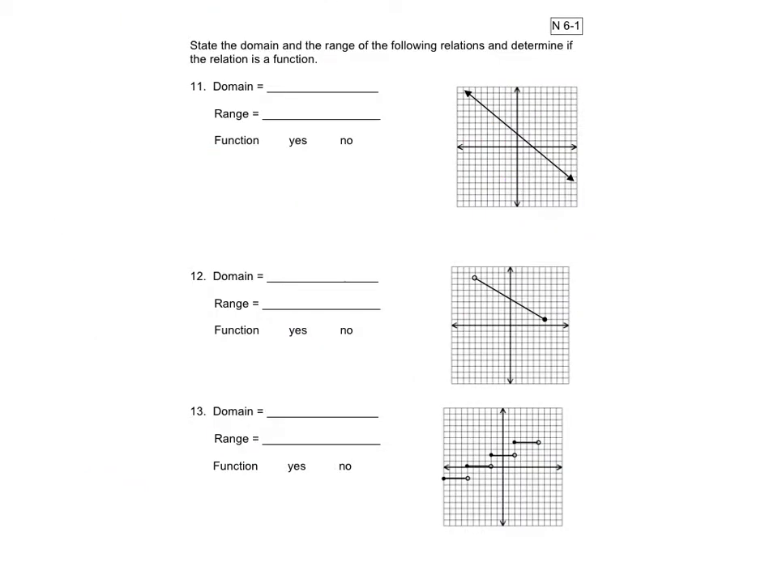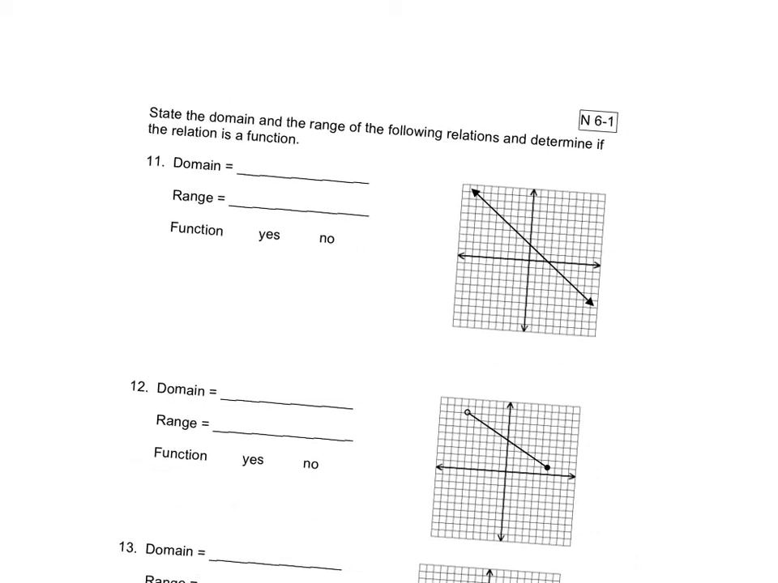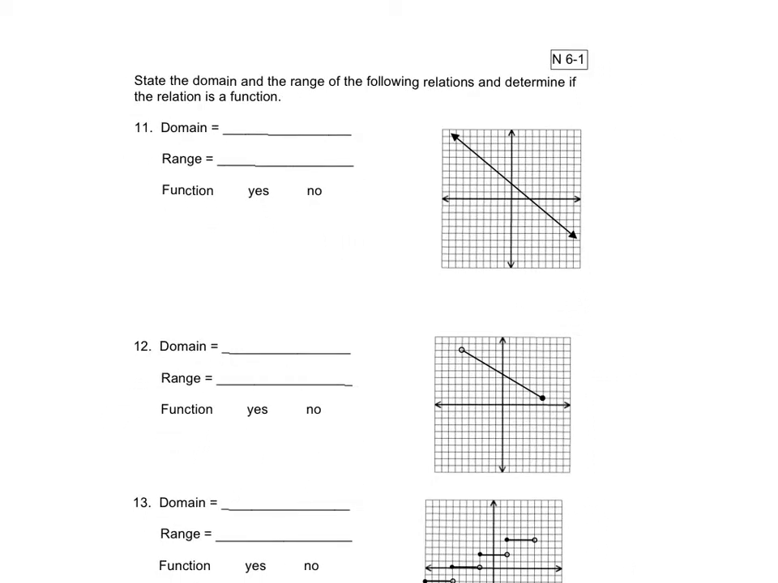All right, let's look at the page. Okay, so it says state the domain or range of the following relations and determine if the relation is a function. So on this one we have a graph. We're going to have to determine if it's a function or not after we find the domain and range.